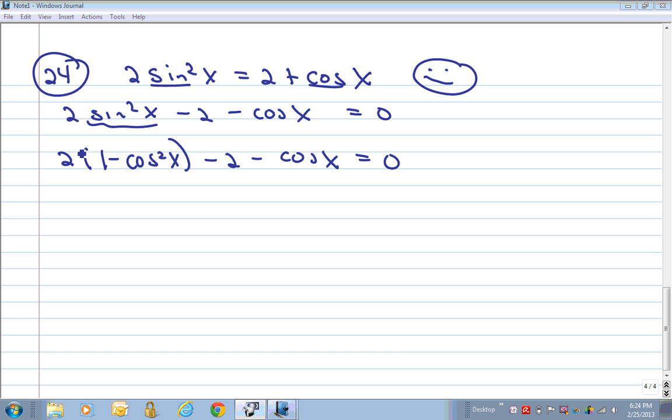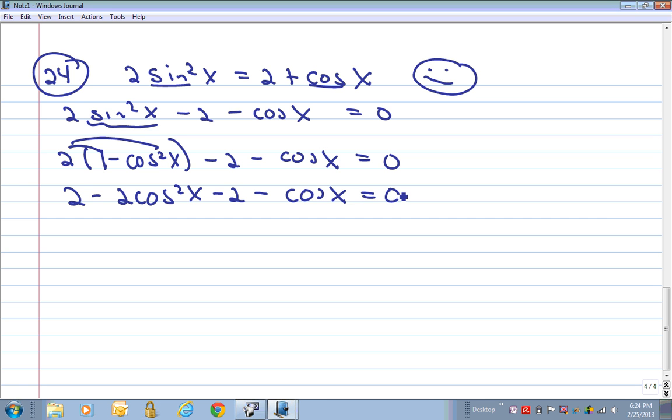We have this 2 outside, so we're going to have to distribute that 2. So we would have 2 minus 2 cosine squared x minus 2 minus cosine x equals, I'm sorry, equals 0. Okay, this is like we've been doing the last few days, but now we're combining simplifying with solving. So you've just kind of combined two big things. So this is kind of a big problem and a very important problem to make sure you understand.